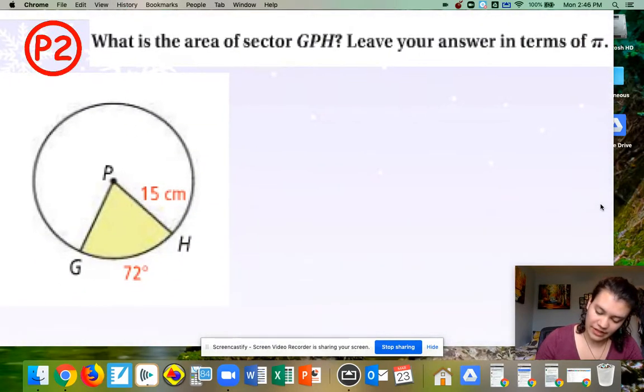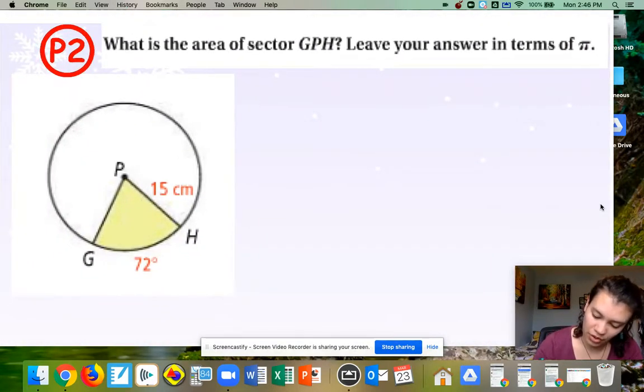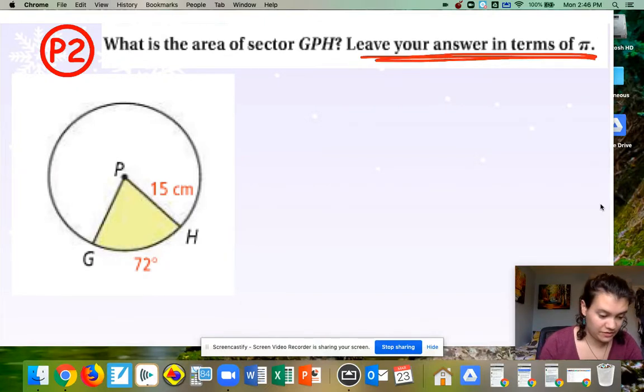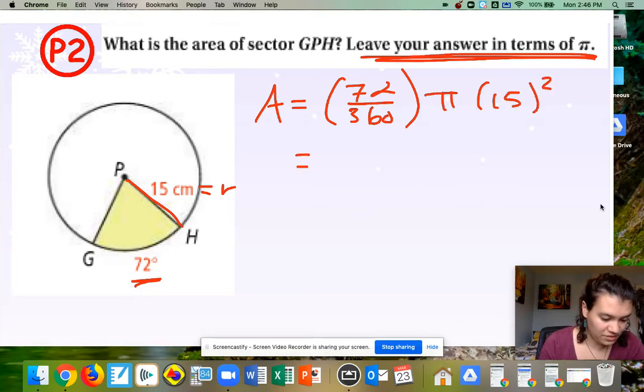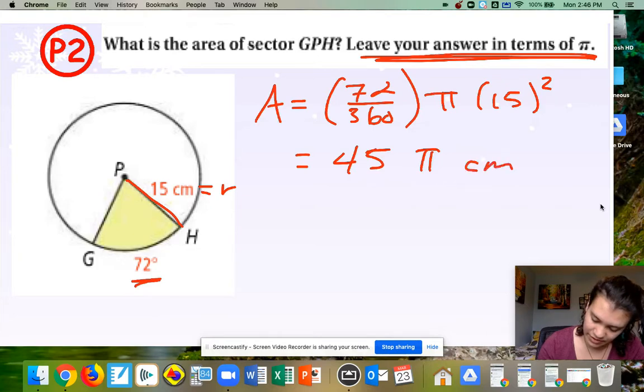So here, if we want to find the area of a sector in terms of pi, so again, we're going to leave our answer in pi this time. You have a radius of 15 and our central angle is 72. So we want 72 divided by 360 times pi times 15 squared. So you type this all into a calculator, you'd get 45 and then put the pi next to it. So type everything in except for the pi and you get 45 pi centimeters squared.